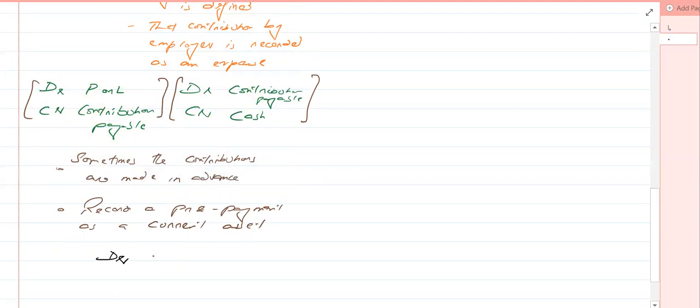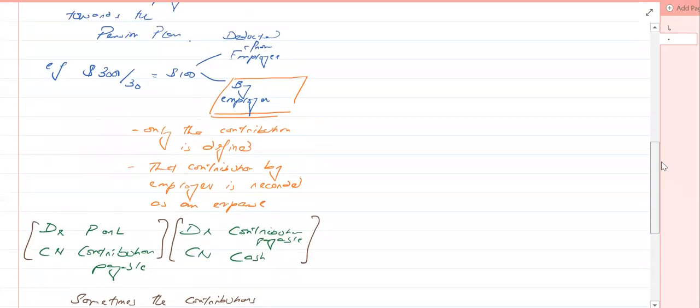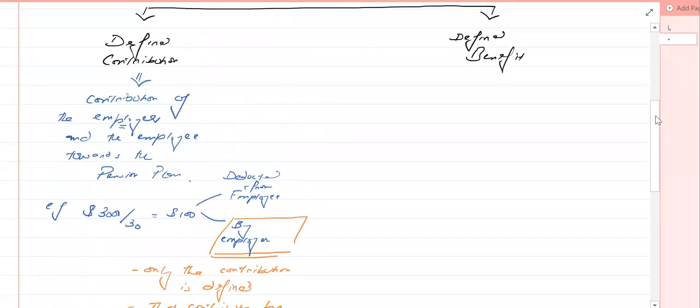debit contributions made in advance, because this is the current asset, and credit cash. So this is the double entry when you have made the contributions in advance. So remember one thing: in the defined contribution, the employer has no responsibility other than the contribution made to the employee's plan, that is recorded as an expense, and no guarantee is given for a particular sum to be paid by the end of the employment.